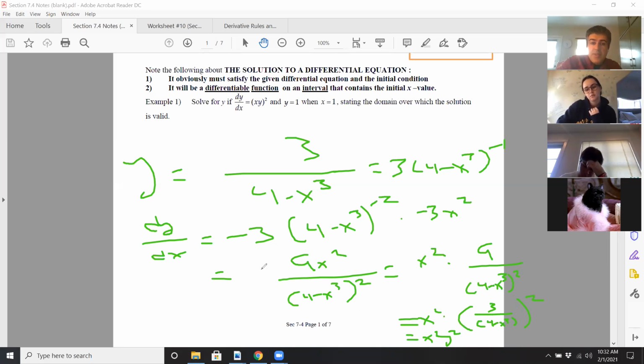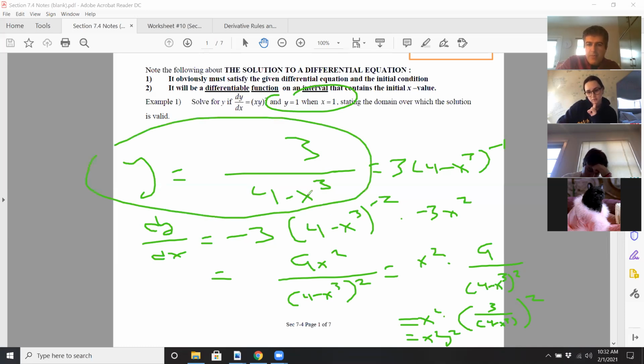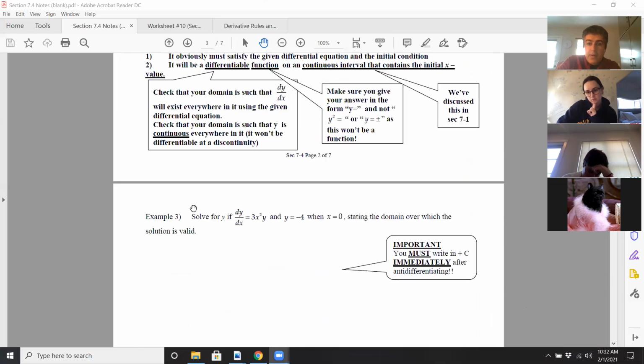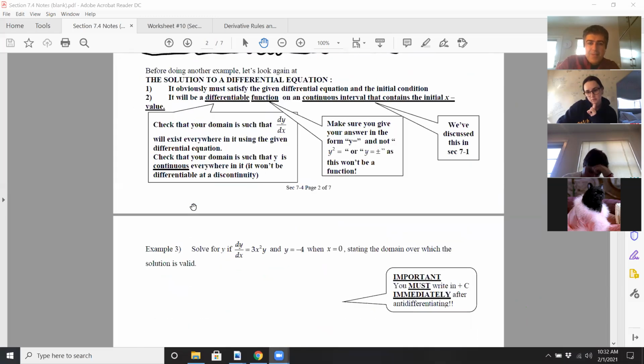So you have to guarantee that when we solve differential equations, we solve for y, we isolate y. If you take a derivative, you get back to your original differential equation. That's what's meant by your solution must satisfy the given differential equation and the initial condition. Initial condition meaning if I plug in 1 for x, y is 1. So that's what's meant by that condition, just so you know. If you were to check your work, you want to get back to the original differential equation.